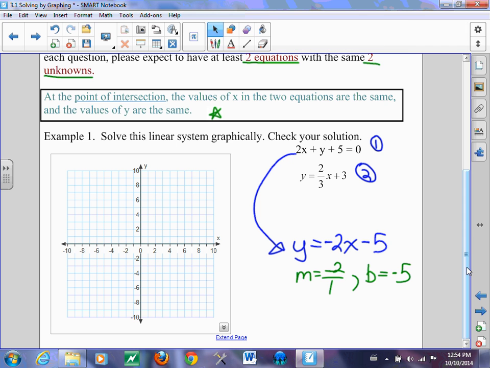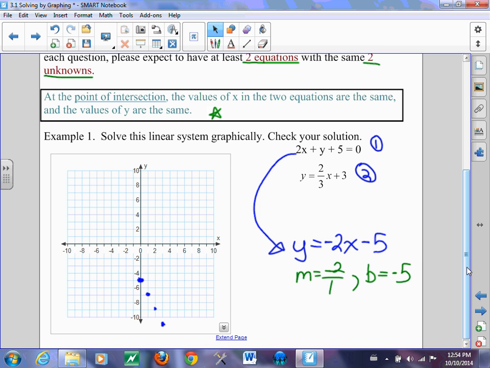To graph this line, I'll use blue. We're going to start at the y-intercept of negative 5. And from there, we are going to drop 2 because it's a fall. So fall 2, run 1. Fall 2, run 1. I'll just do one more here off the page. Now we can get a line.